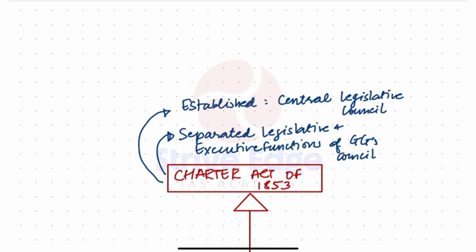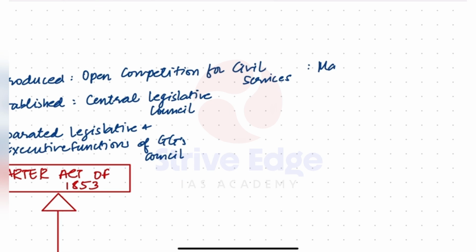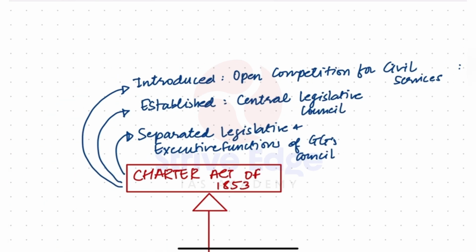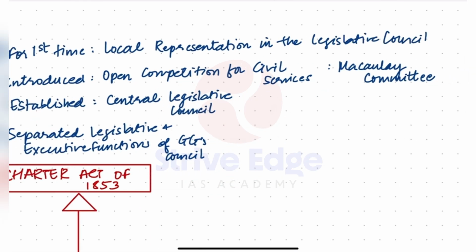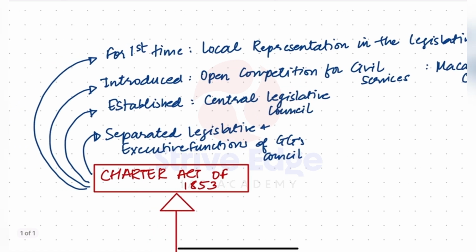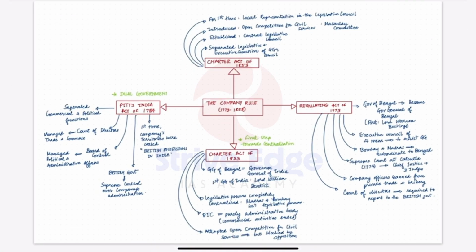It also introduced open competition for civil services via the Macaulay Committee. For the first time, local representation in the Legislative Council was established. These British era laws shaped India's administrative structure, centralization of power, and civil services, all of which were later integrated into our constitution.